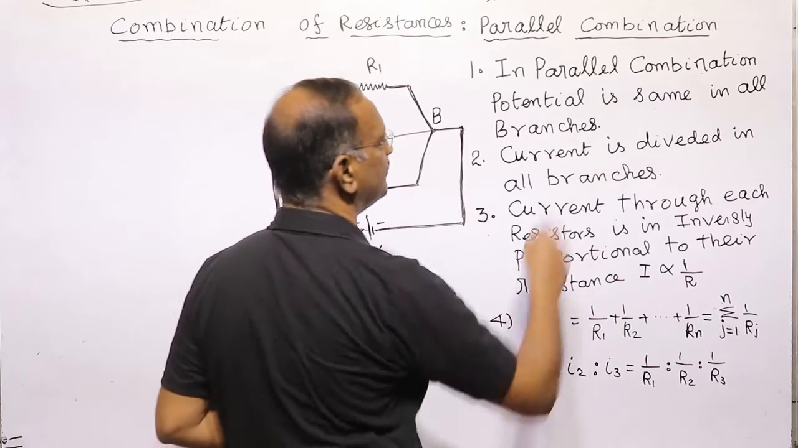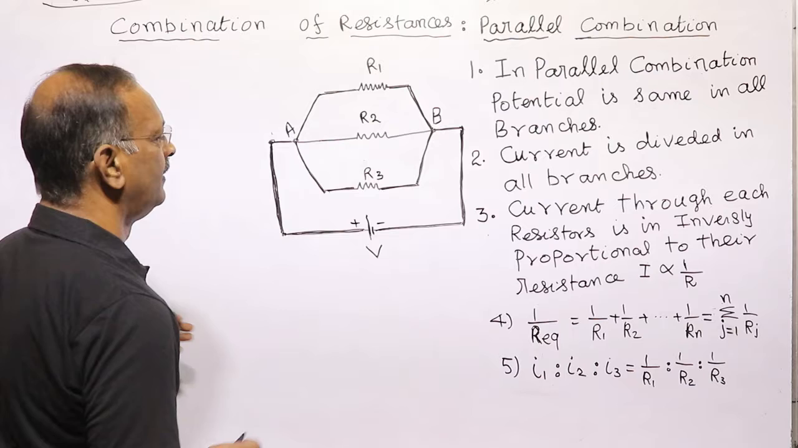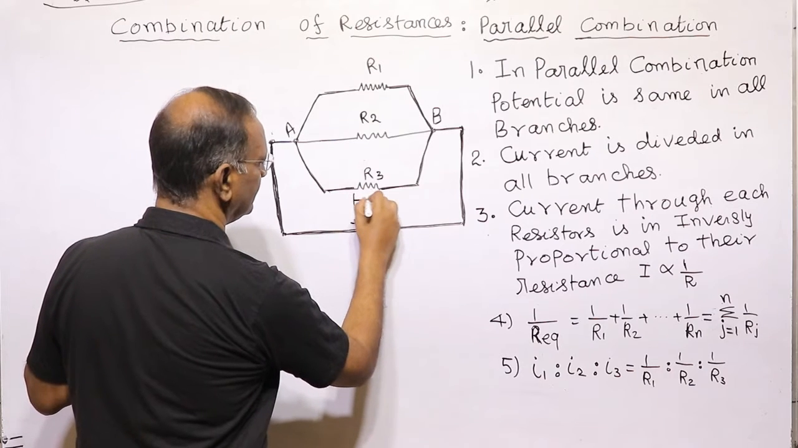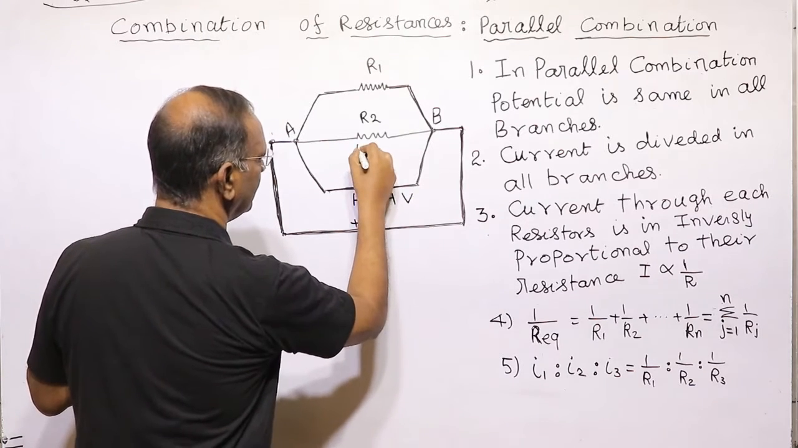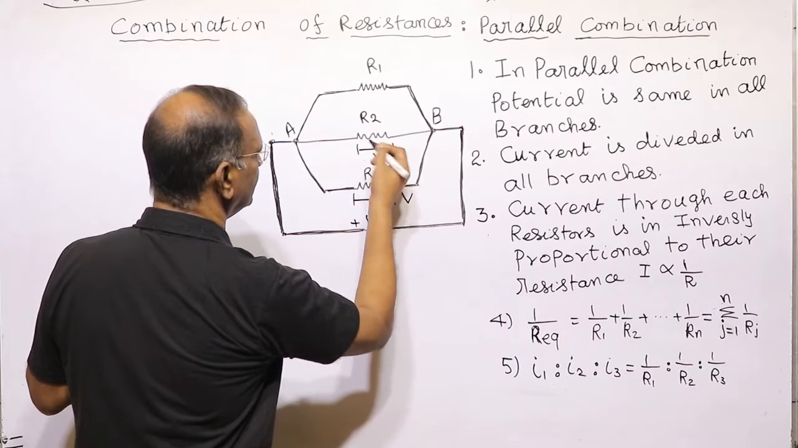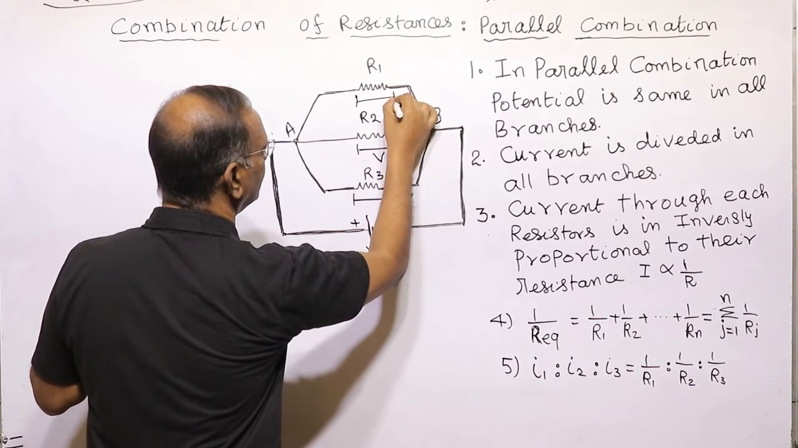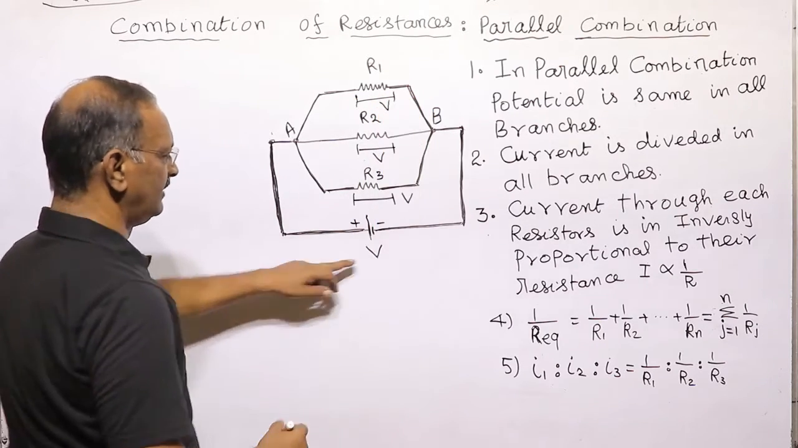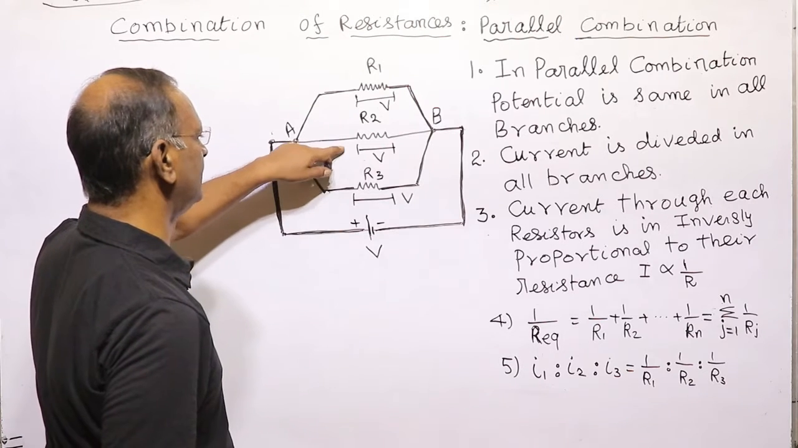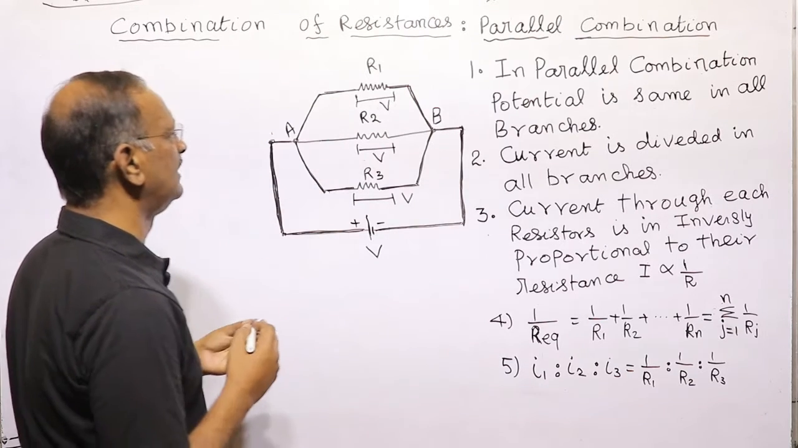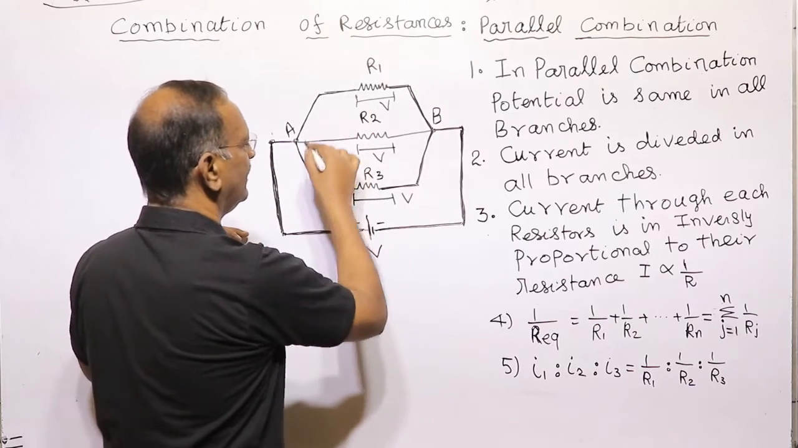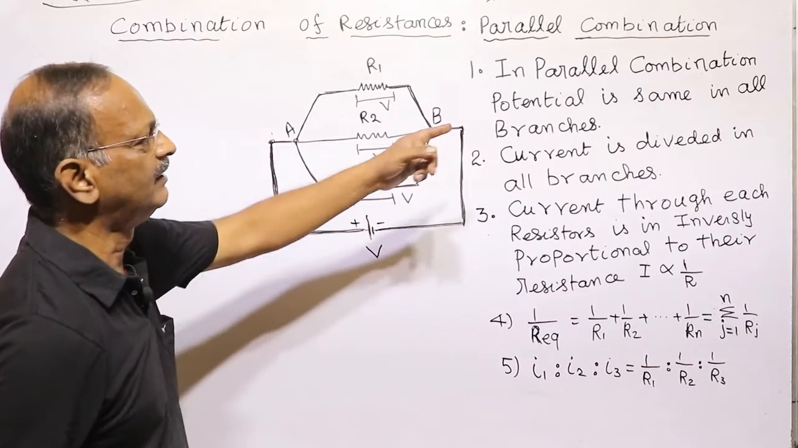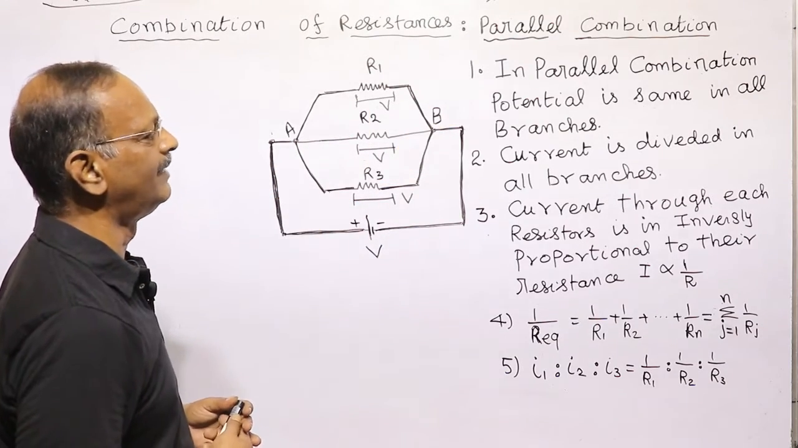In parallel combination, the potential is the same in all the three branches. It means whatever the applied voltage V is, the same voltage is applied here, here, and here. In all the three resistors connected in parallel, the potential is the same in all the branches.